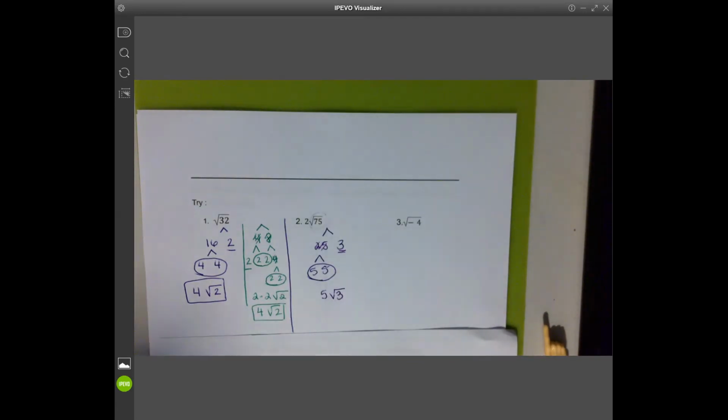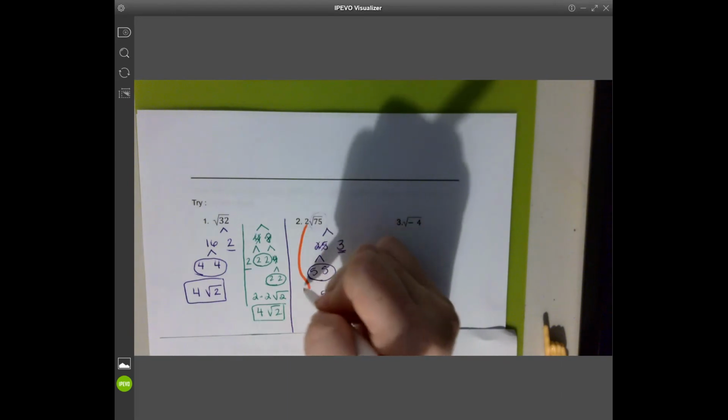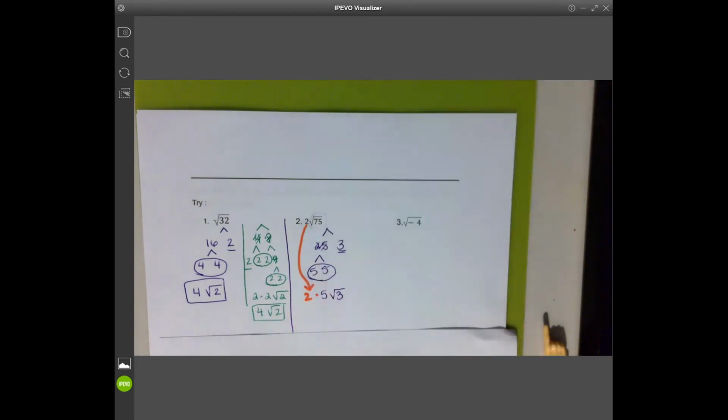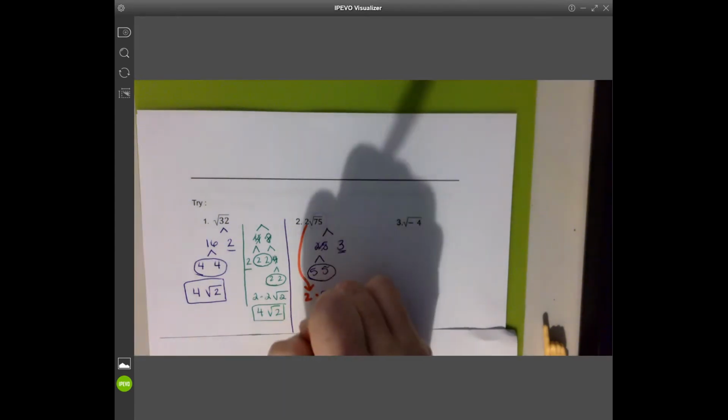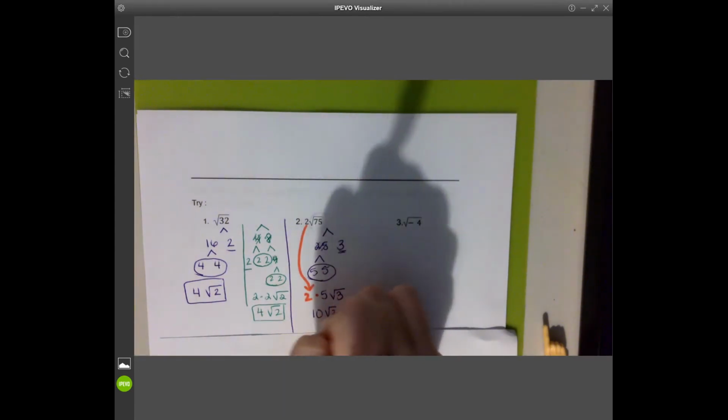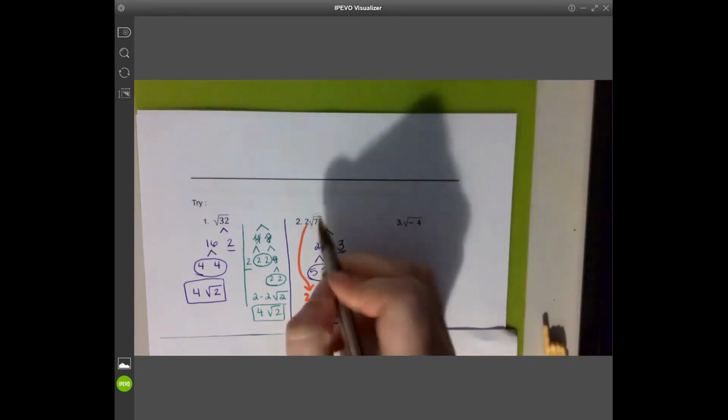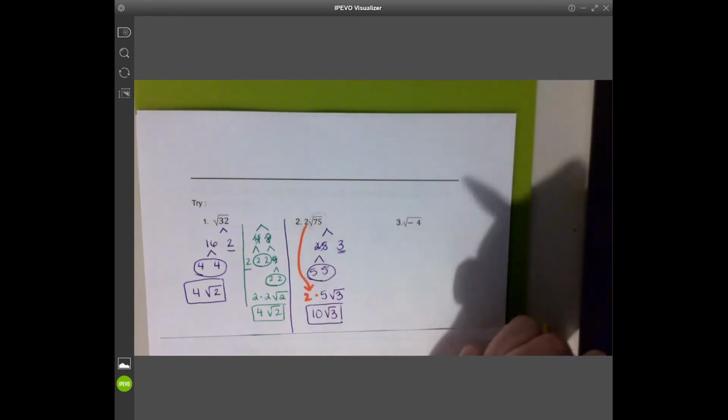However, we have a 2 in the front, so that 2 gets brought down, and we're going to multiply that. So it's 2 times 5, so this becomes 10 square root of 3. So 2 square root of 75 is now 10 square root of 3.